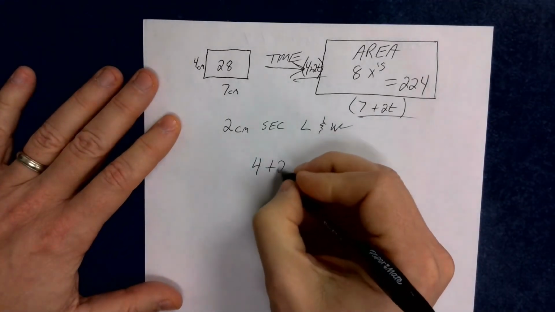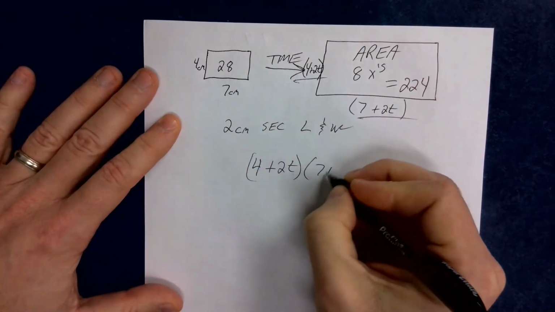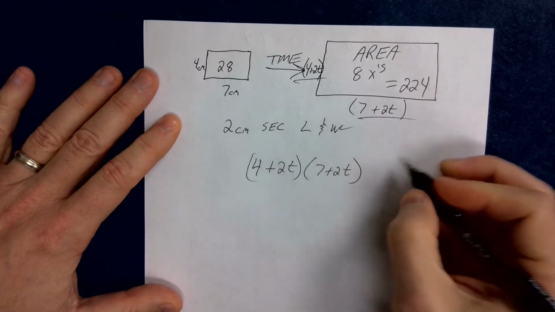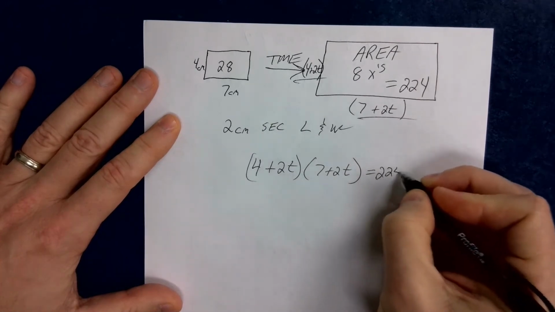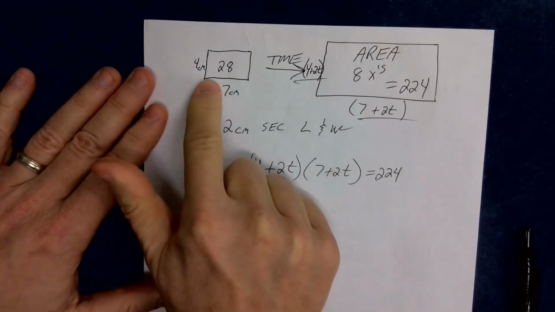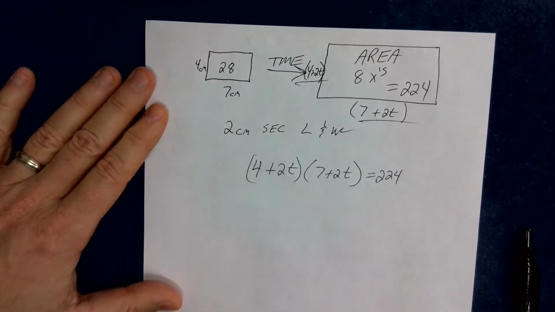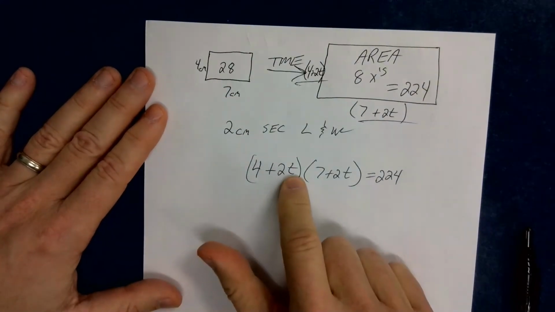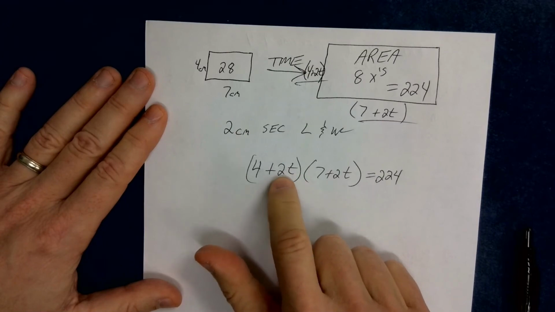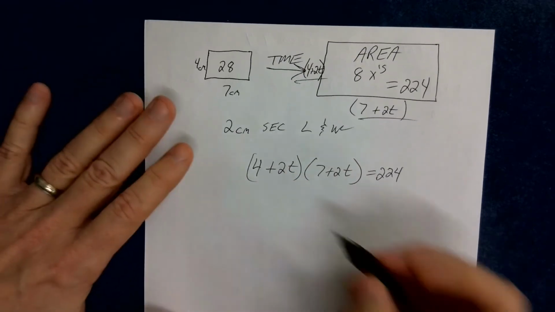Focus in a little bit. 4 plus 2t and 7 plus 2t must equal 224 for however many seconds this is. Because again, like 1 second later, this would be 6 and this would be 9 because it increased 2 centimeters per second. So 3 seconds later, this would be what it is. Does that make sense?